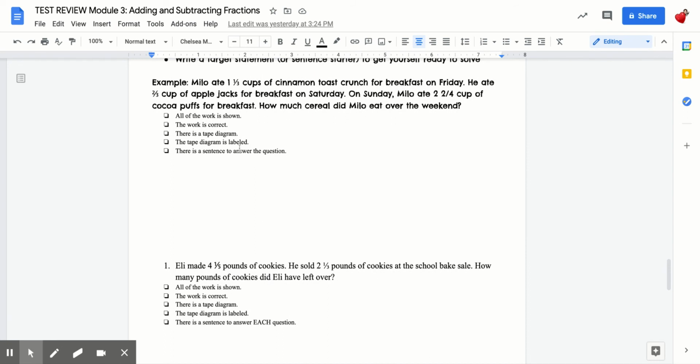All right, so my example problem, we are going to start by reading it. Milo ate 1 1/3 cups of Cinnamon Toast Crunch for breakfast on Friday. He ate 2/3 of Apple Jacks for breakfast on Sunday, or on Saturday. And on Sunday, Milo ate 2 2/4 cups of Cocoa Puffs for breakfast. How much cereal did Milo eat over the weekend?